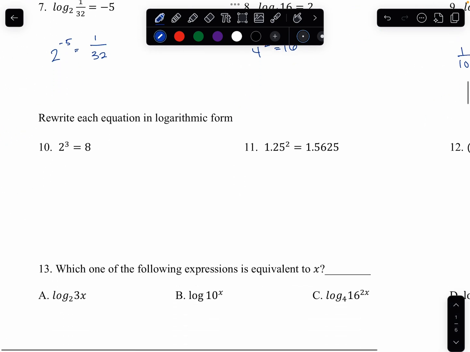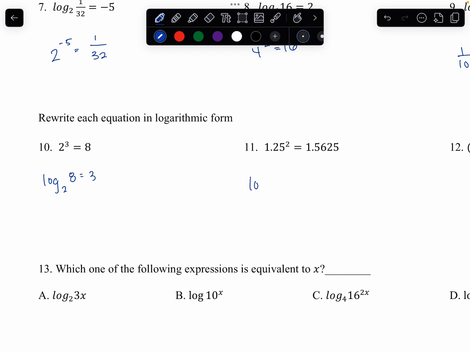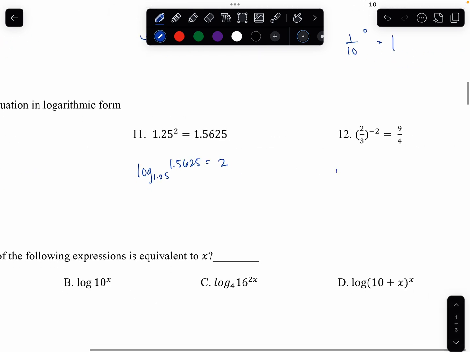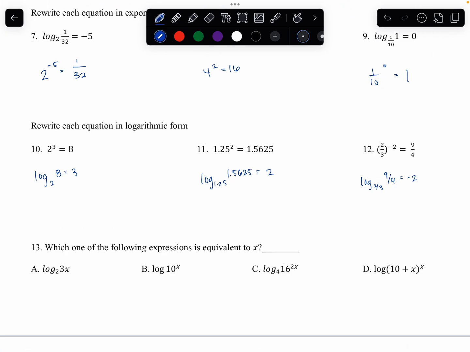Okay, now for these ones, writing these in logarithmic form, this will be a log base 2 of 8 is equal to 3. Here we'll have a log base 1.25 of 1.5625, and that's going to be equal to 2. And then here we'll have a log base 2/3 of 9/4 is going to be equal to negative 2.